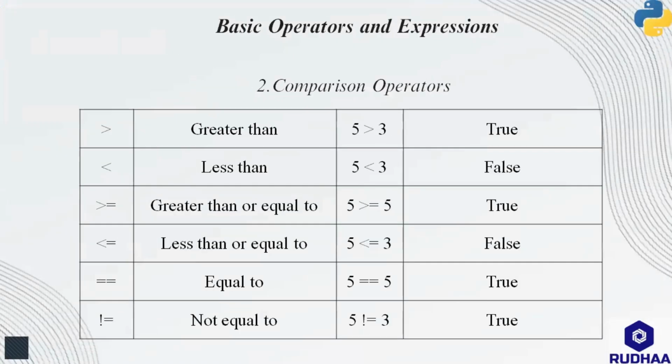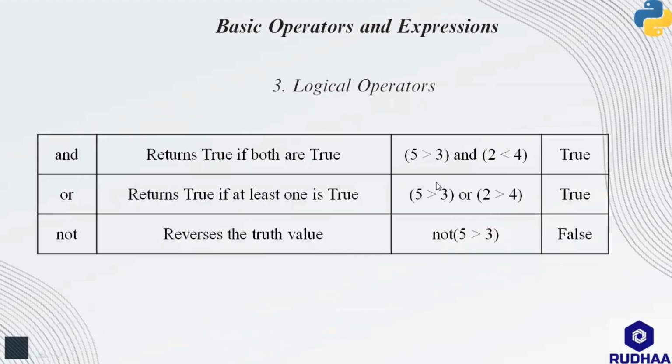So the next type of operator is the comparison operator. As you know, comparison means comparing two numbers or two strings or variables. Here the comparison includes greater than, less than, greater than or equal to, less than or equal to, or not equal to. If this condition is true, it will execute the true condition. If it is false, it will execute the false condition.